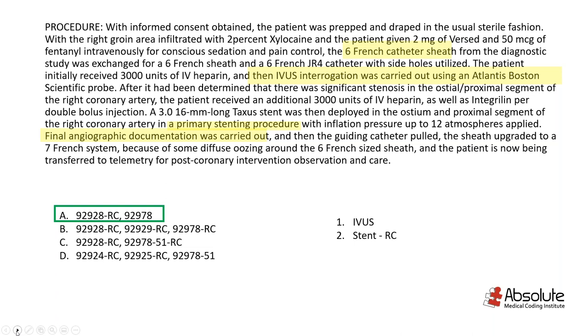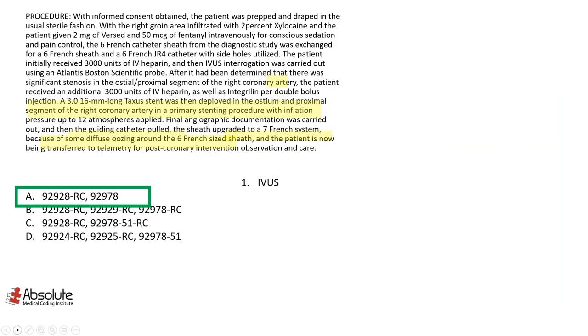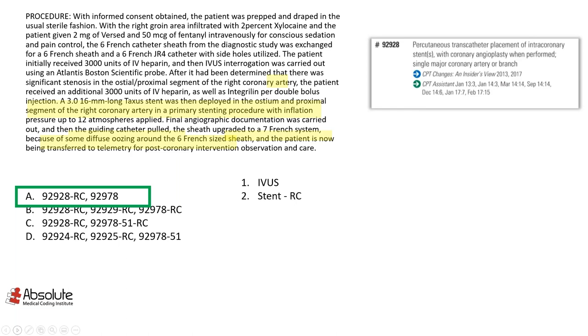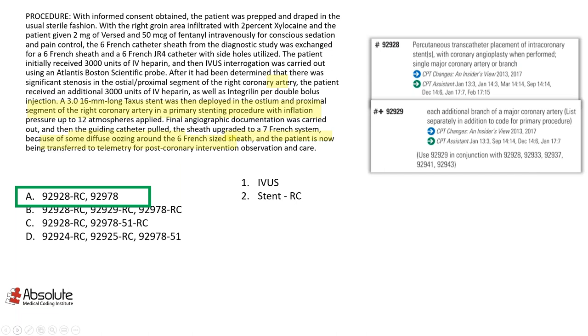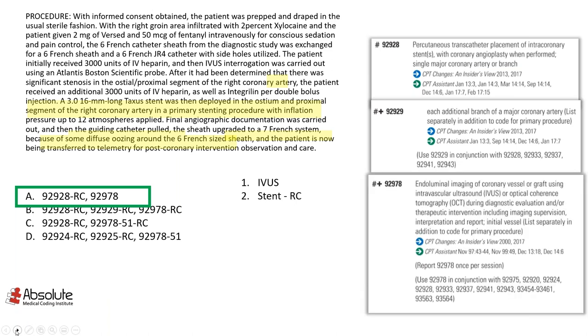But let's go through and officially look at our codes here. First, we're going to look at the stent code. 92928 is the percutaneous transcatheter placement of intracoronary stent or stents. That's a valid code. Do we need to code more than one stent placement? No, we do not. Therefore, B, which includes 92929 for a branch, that's not valid. We can eliminate B.